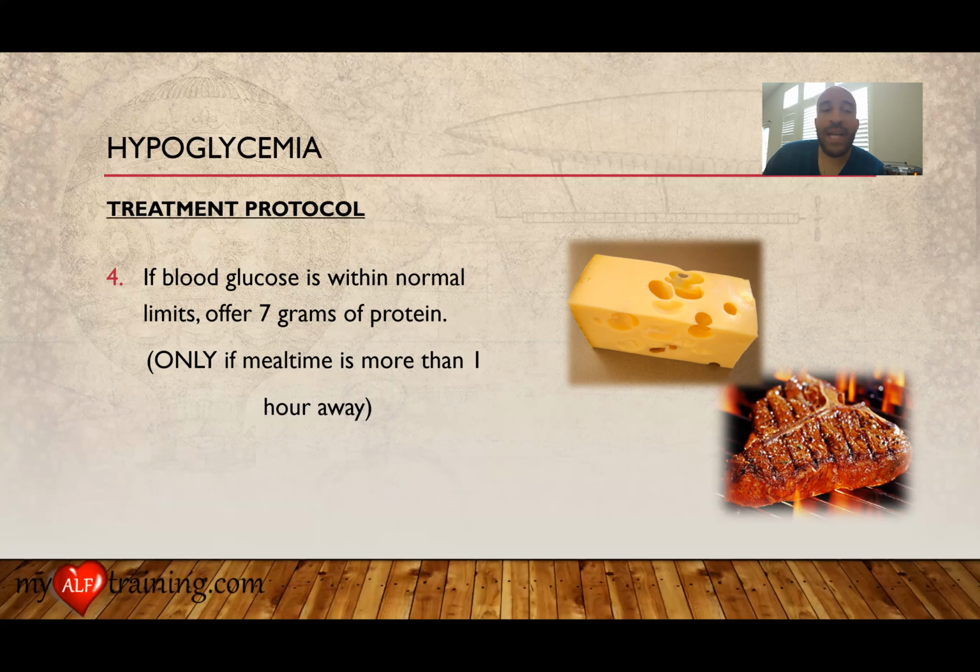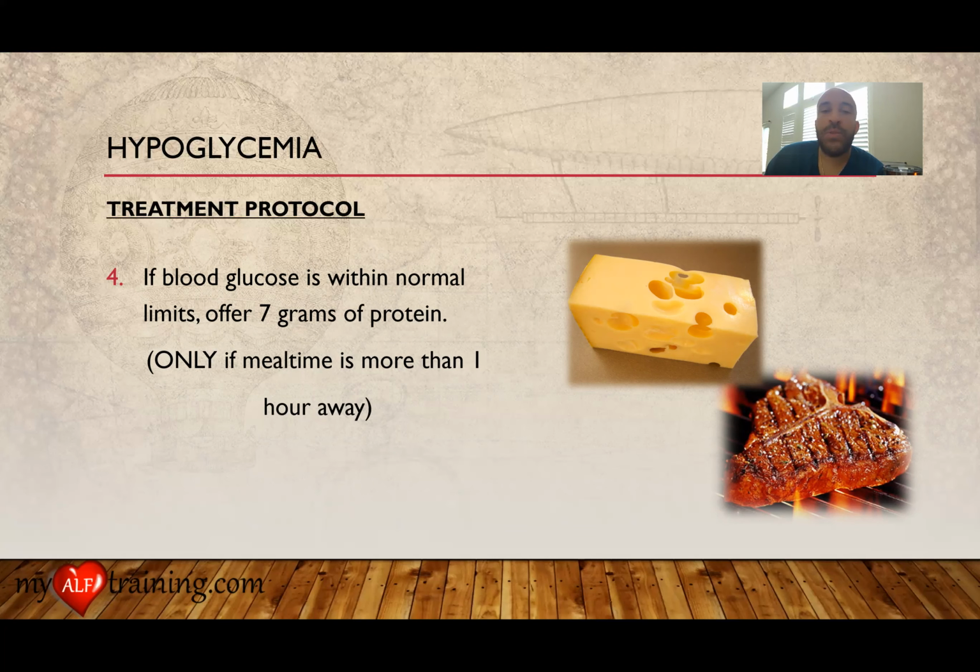So if that's the case, then we move into step four. We treated their blood sugar, we waited 15 minutes, it's where we want it to be. So now we're on step four, which is if the blood glucose is within normal limits, offer 7 grams of protein. That's only if mealtime is more than 1 hour away. So we did everything right, but somehow between breakfast and lunch, the patient ate lunch very early that day, or maybe they went for a walk too soon or took too much insulin. For whatever reason, their blood sugar dropped.